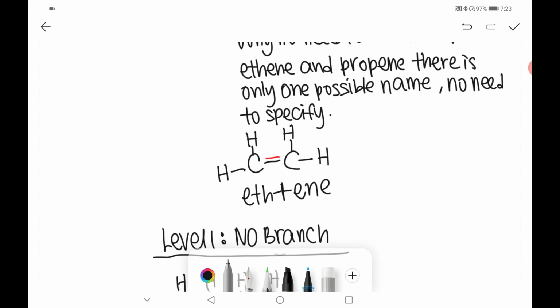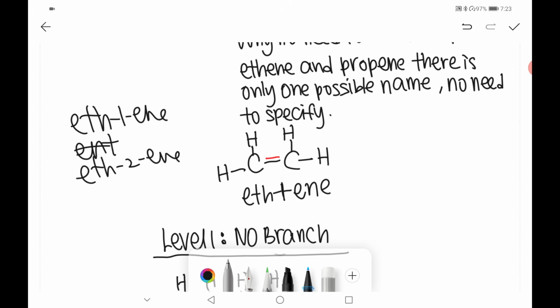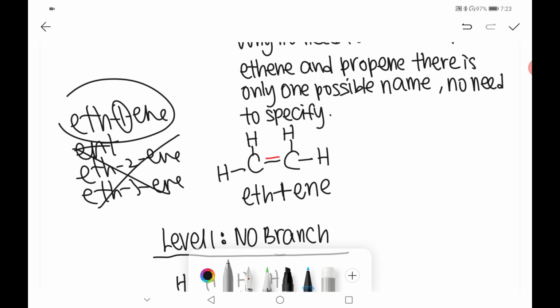You only can get 1-ene. Okay, you only get 1-ene. There is no 2-ene at all. You will never get 2-ene. You will never get 3-ene at all. There is only 1-ene. So since you only have one possible name, you don't need to specify the double bond location.